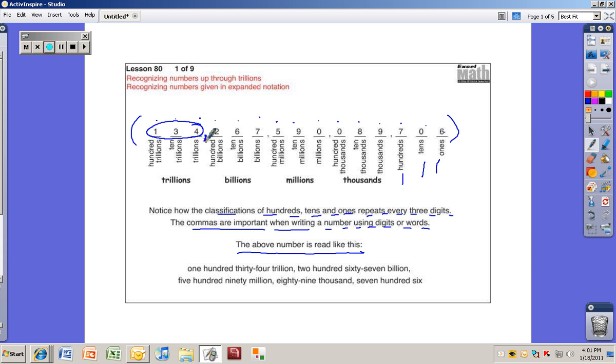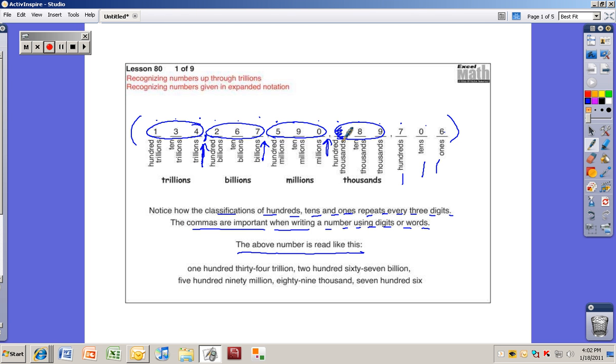So if you saw a 1, 3, and a 4, you would say 134, right? Okay, well that's how you read it in this gigantic number as well. You say 134, and then every comma that you come to, you say a word for that. The word does not end in an S. You're going to say 134 trillion for this comma. Then you say the next 3 numbers, 267 billion. And you're going to say 590 million for that comma.